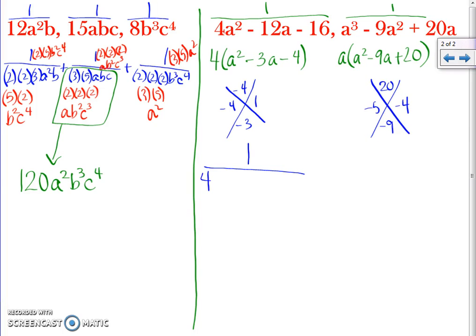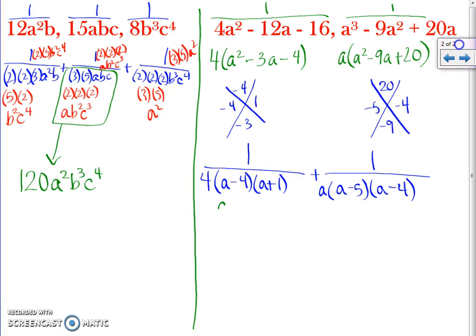Those things that you take out, they're still there. We've got A minus 4, A plus 1. We've got A, and then A minus 5, A minus 4. All right. What does the left one need? A minus 5. A minus 5. Anything else? A. And an A. What does the one on the right need? 4.